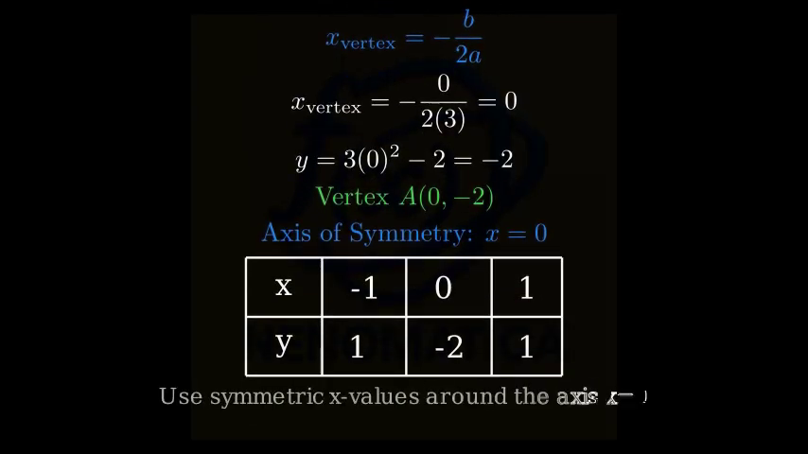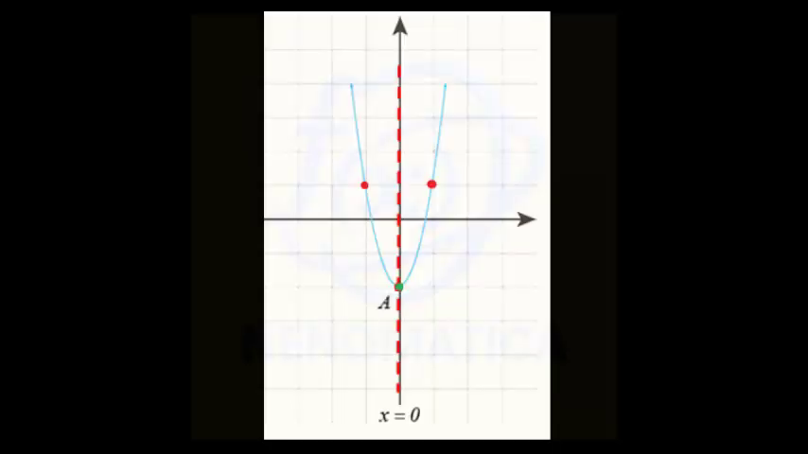Step 5. Let us draw the graph. We place an axis system and mark our vertex at (0, negative 2). Next, we plot the points (negative 1, 1) and (1, 1). We sketch the axis of symmetry at x equals 0, and then draw the smooth U-shaped curve.